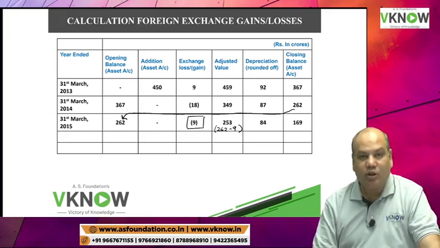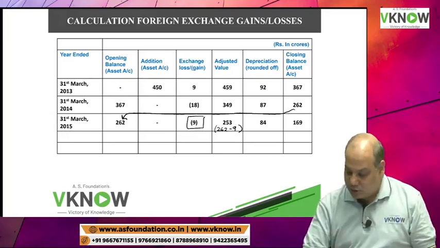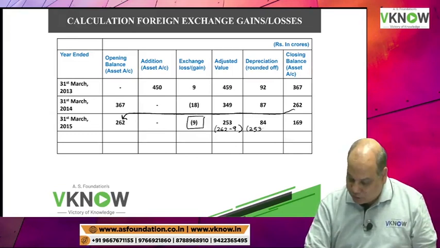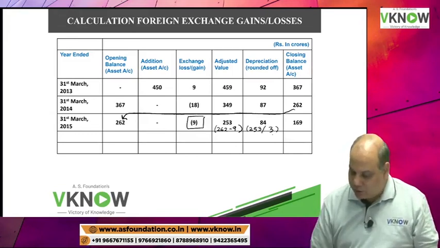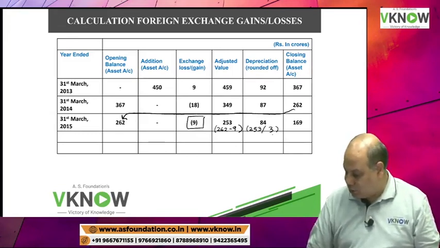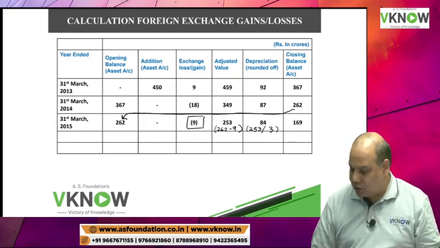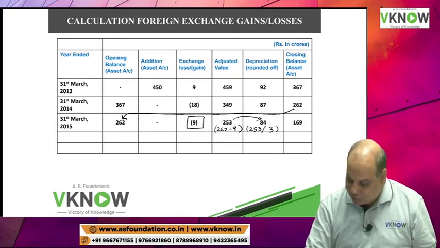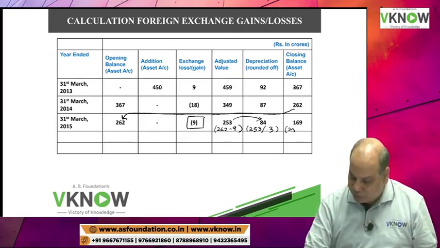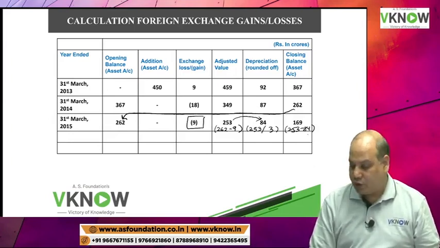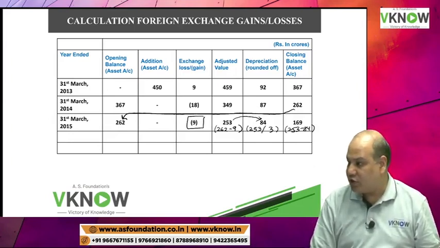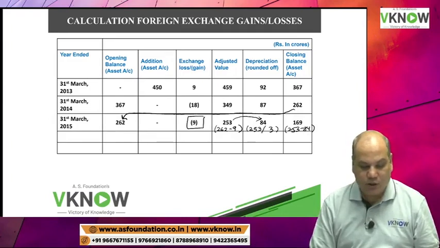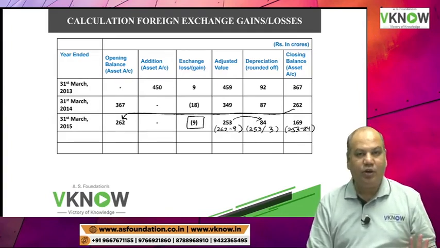So now how many years are remaining? 3 years are remaining. So 253 divided by 3. 253 divided by 3 is 84.33, round off, 84. So the balancing figure will be 253 minus 84, approximately, check, 169. Any query? Any query in year 3?